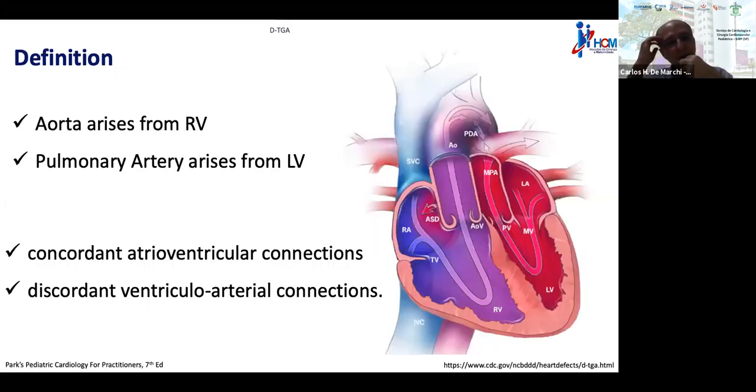Okay, definition. The definition of DTGA is that the aorta arises from the right ventricle, like you see in this beautiful image, and the pulmonary artery arises from the left ventricle. In other words, you can say that we have concordant atrioventricular connections, right atrium to right ventricle, left atrium to left ventricle, with discordant ventriculoarterial connections, right ventricle to aorta, left ventricle to pulmonary artery. This is the DTGA.